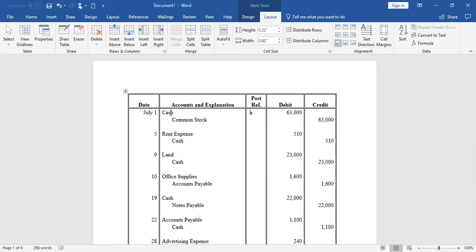First, ask yourself, what was affected in this transaction? The cash came into the business, and the company gave stock to York, the owner. So the cash account is affected. It's increasing because there's more cash coming into the business. Cash is an asset. The rule for an asset is to debit an asset when it increases. So we write cash and $63,000 in the debit column.